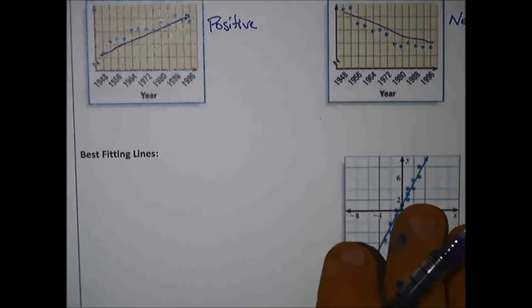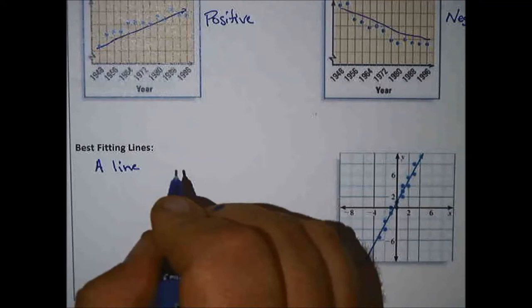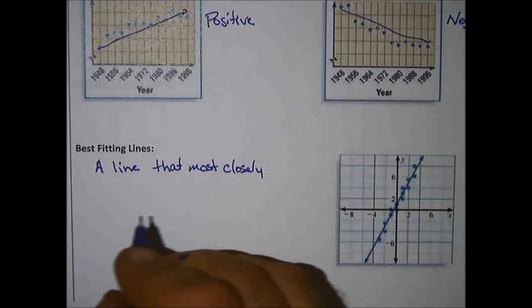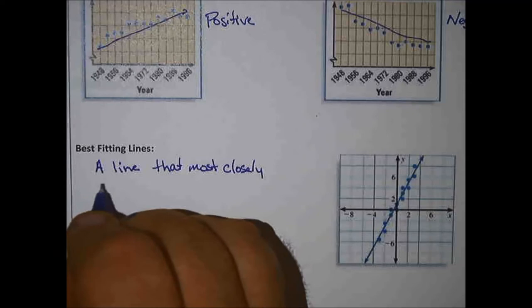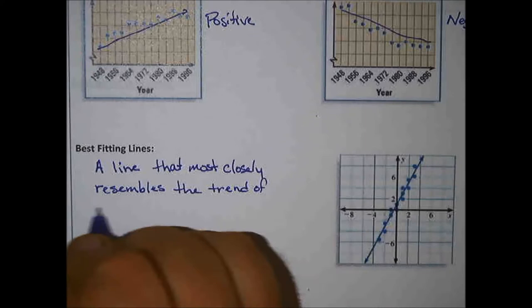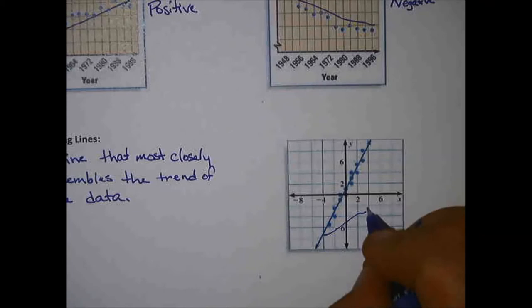All right, the main part of today, though, is about best fitting lines. The definition of a best fitting line, believe it or not, is a line that most closely resembles the trend of the data. A lot of times you might even hear these called trend lines as opposed to best fitting lines, but whatever name you use for them, it doesn't really matter. So this line on this graph would be the best fitting line.